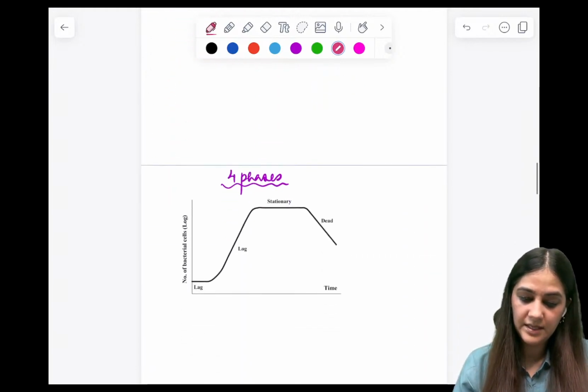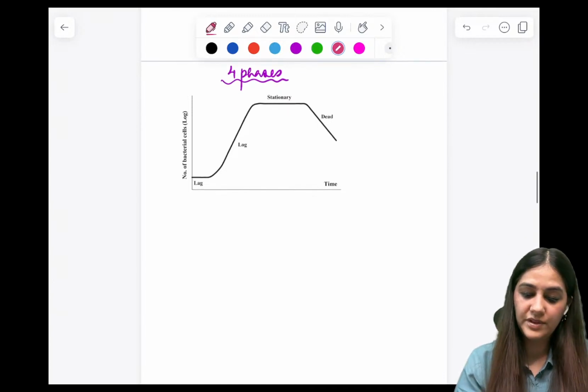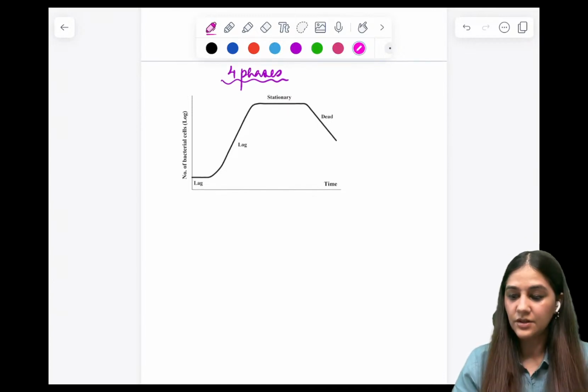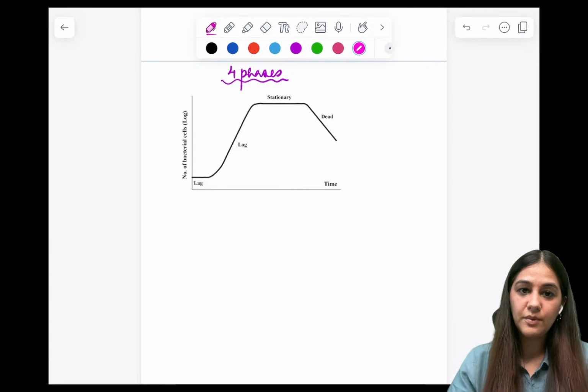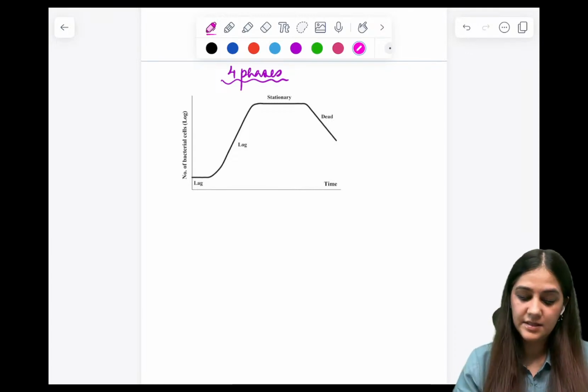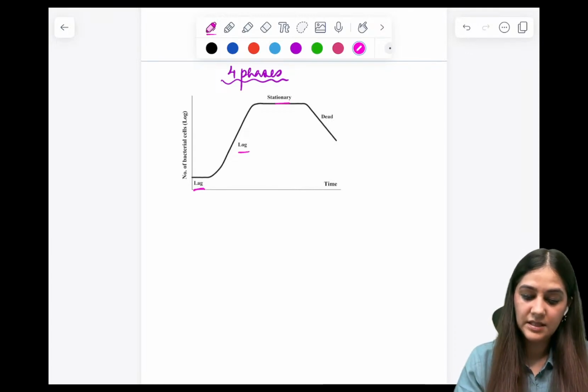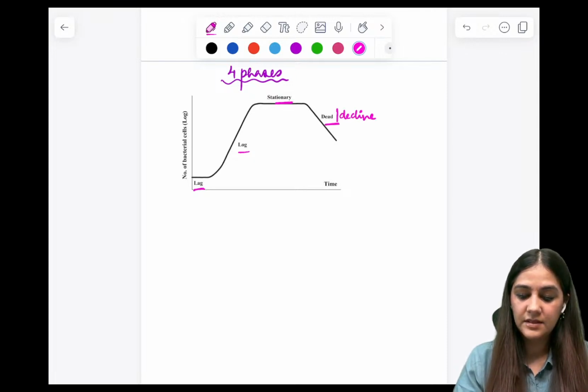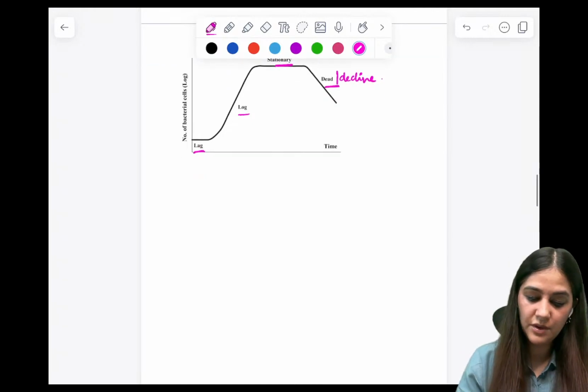So next, let's talk about the four phases. As we are seeing here, what are the four phases that we talked about? There is the lag phase, the log phase, the stationary phase, and then the dead or decline phase, right? First we are going to talk about the lag phase.